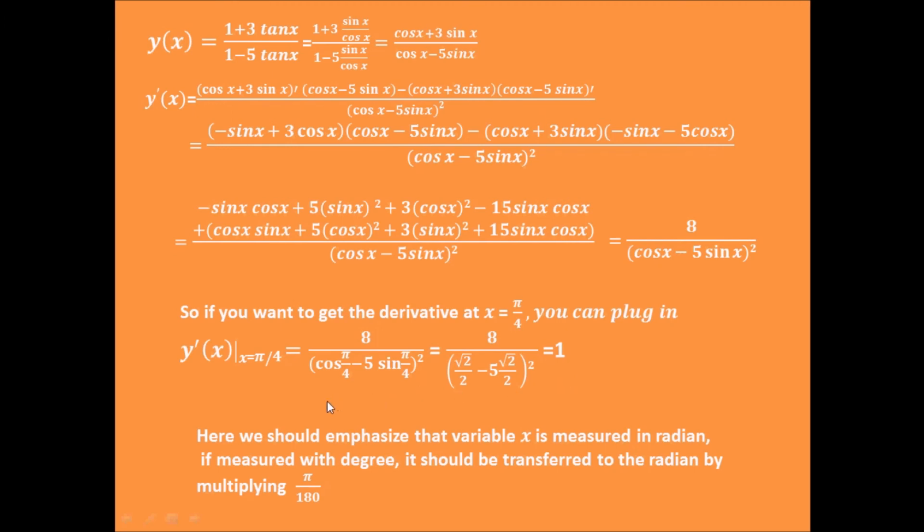Here, I should emphasize that the x is measured in radians. If we measure in degrees, then we have to convert the degrees into radians by multiplying by pi divided by 180.